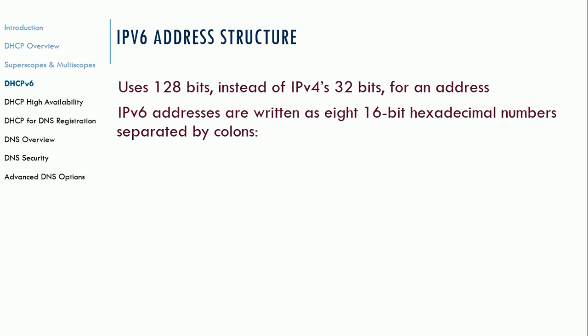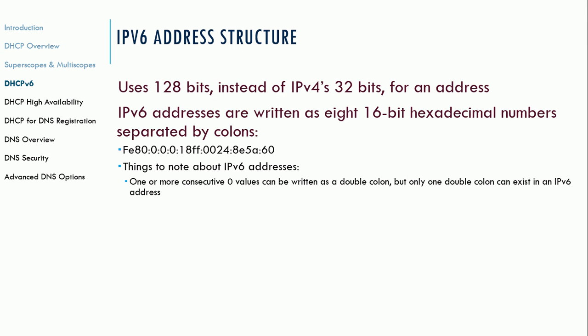It's just much longer, and it can be comprised of an interface ID, which is essentially the MAC address of the machine. So you can get a sense for how it's easier to generate unique IP addresses from IPv6 as opposed to IPv4. They're usually written as 8 16-bit hexadecimal numbers separated by colons. So this is an example of what an IPv6 address might look like.